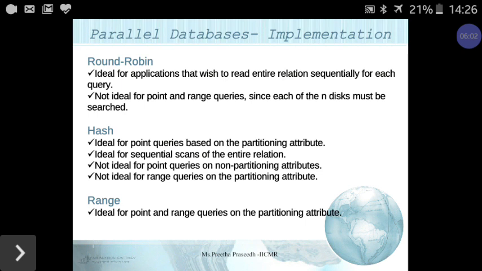And hash function is ideal for point queries based on the partitioning attribute. It means if I am applying hash partitioning on department number and the query comes on the basis of employee salary, then it is not good. It is ideal for sequential scans of the entire relation, and hash function is not ideal for point queries on non-partitioning attributes. So it is not ideal for range queries on the partitioning attribute. Then range partitioning is ideal for range queries on the partitioning attribute.